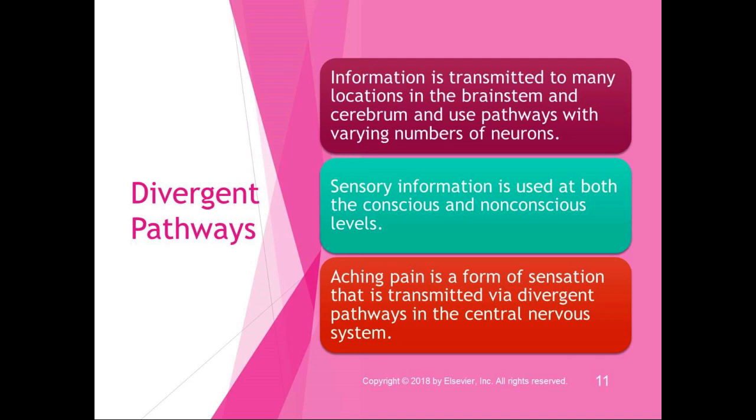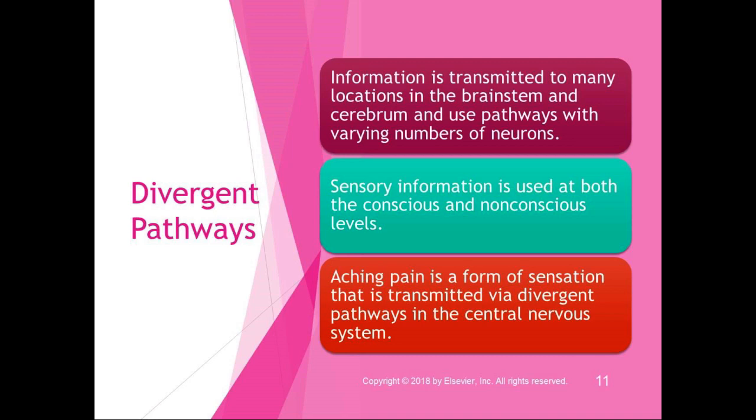I said this already, but I'm saying it again because it bears repeating. Sensory information is used at both the conscious and non-conscious levels. That's why it's divergent. It doesn't just go to one place. In the conscious relay pathways, they go bam, they're going to the thalamus. But the divergent pathways, they go all over the place.